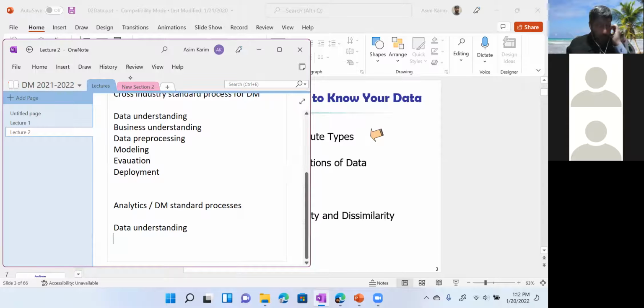So this is chapter 2 in your textbook, both textbooks, Introduction to Data Mining and Data Mining Concepts and Techniques. The idea in data understanding, as we had already mentioned, is to gain insights into your data, and through the data, insights into your business, which is, of course, also the goal of data mining.